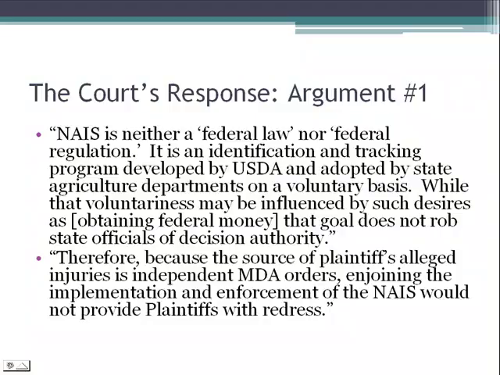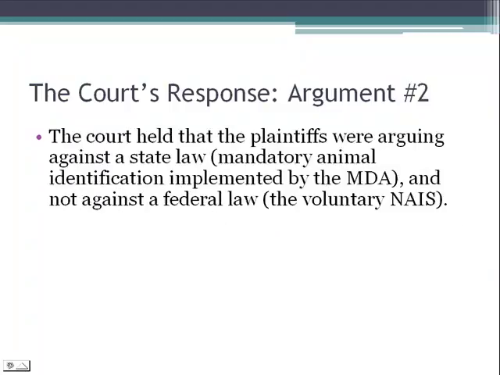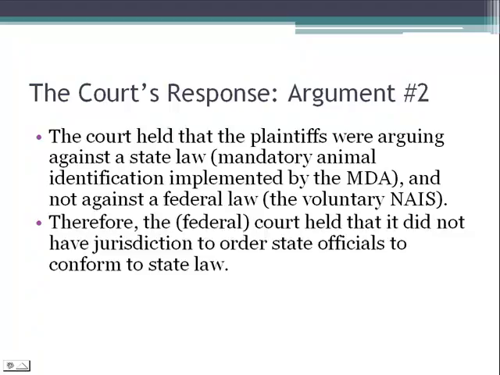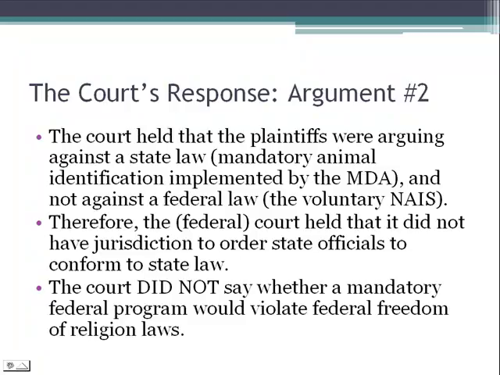But argument number two was the religious argument. And the court basically punted the ball and said that because the first argument was dismissed, because it was a state program, you can't really talk about the federal program in the second argument. It's a legal thing. It really didn't tell anyone anything, and if the plaintiffs want to refile, they're going to have to file in state court. So the federal court said it didn't have jurisdiction to order state officials to conform to state law, but did not say whether a mandatory federal program would violate these freedom of religion laws.